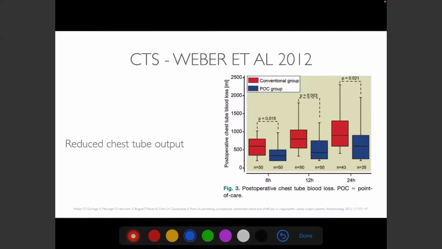So you got less product, so you had a less dilutional effect. There are two things at play, and the authors even commented on that. So just be aware of it, but I think it's more related to just having the right product and the right amount giving you better hemostasis.